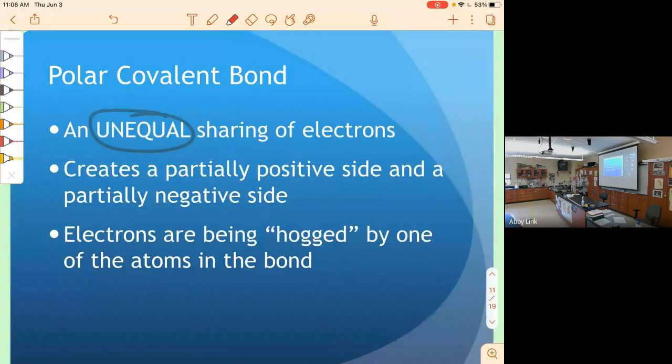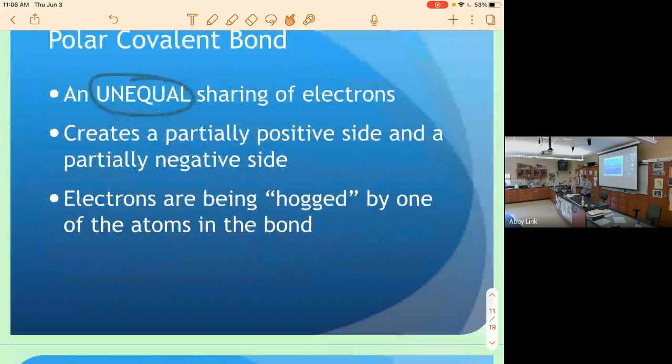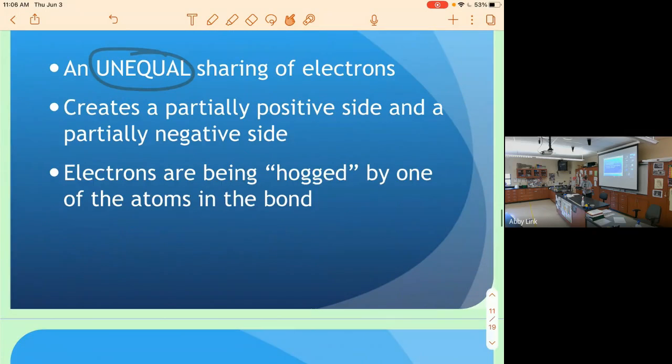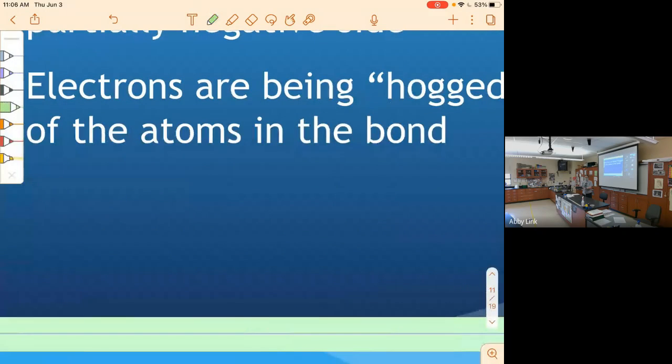So let me show you what happens here. Essentially, we have a bit of a hogging situation going on here, okay? Now, what do I mean by that? One of the elements in the bond is going to be an electron hog, okay? So I'm going to draw a picture here. Feel free to just sit back and watch. You don't necessarily have to draw this. This is a little extra, but I just like to show this to you guys so you have a visual.